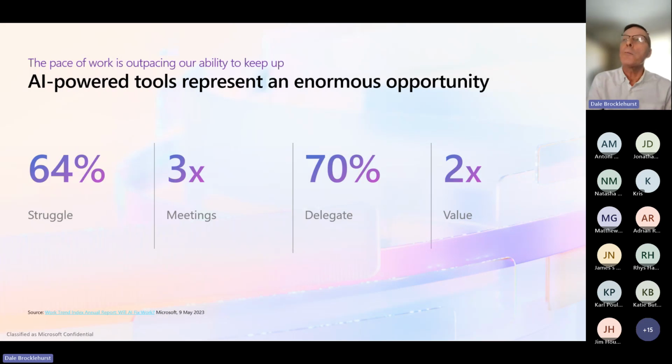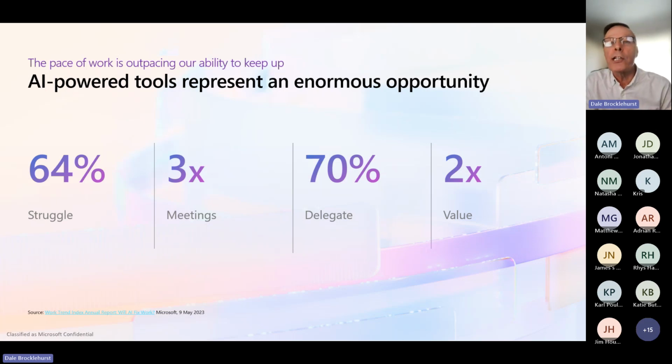Now, the AI powered tools do represent an enormous opportunity. So this is from feedback from customers. 64% of people have struggled with finding time and energy to get their work done. I suspect it's much higher than that. I don't know anybody at all that gets to 4:30 in the afternoon and says, that's it, I'm done. I'm going to watch Netflix for the next hour.